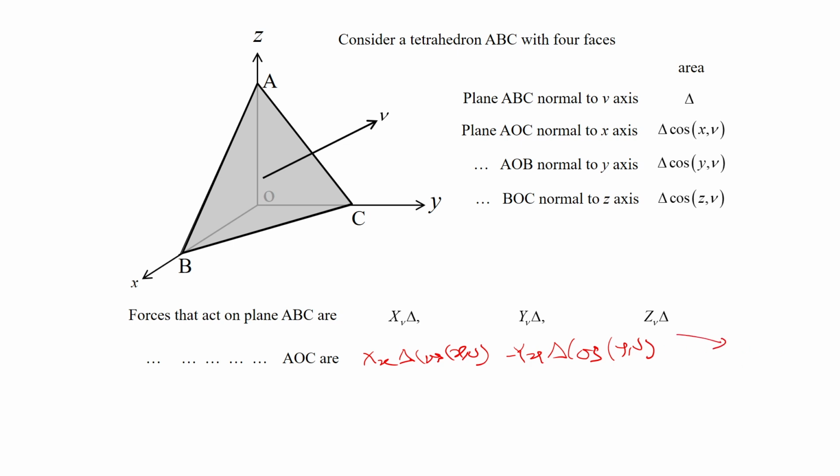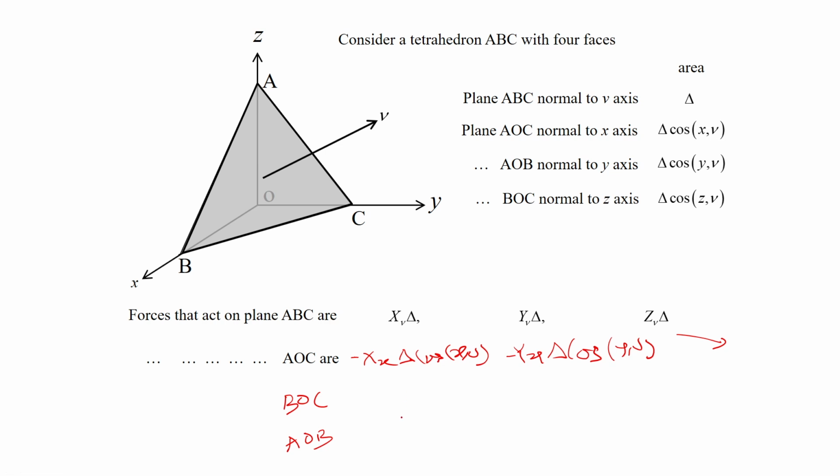For this component, the z direction also we can write, and this should actually be minus, because it acts along the direction opposite to the x direction. So here, like this. Therefore, we will have the same for the BOC surface, and also for the AOB surface.